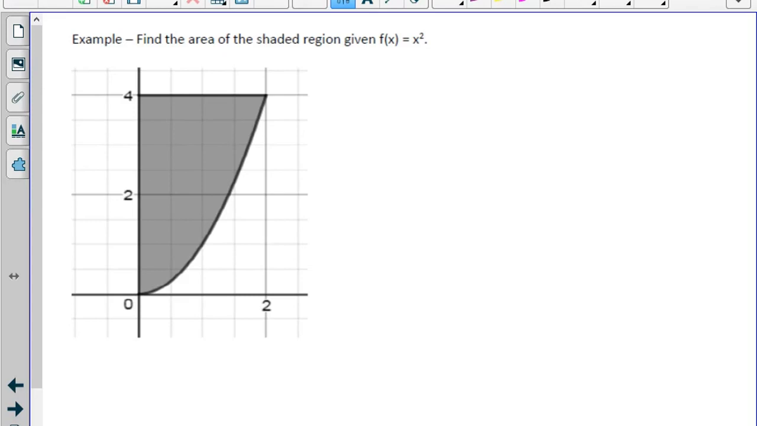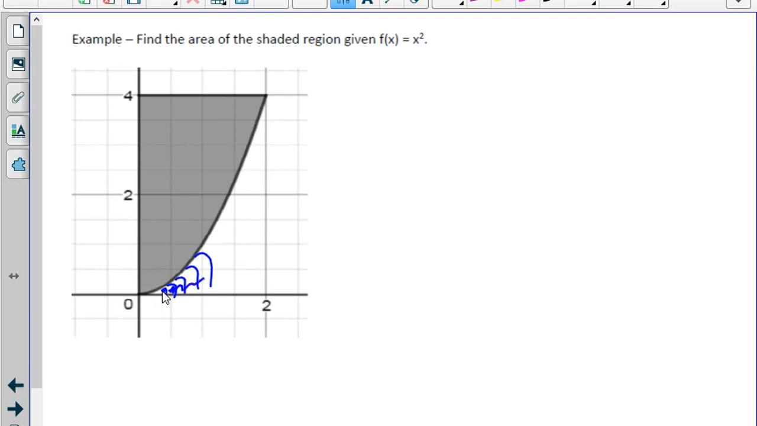We're now going to find the area of the shaded region given that f of x equals x squared. So essentially what we have to do is understand that an integral, just like we learned in a video that Mrs. Casey did, is what happens when we take the limit of all of the rectangles that we do, so an LRAM or an RRAM or whatever.